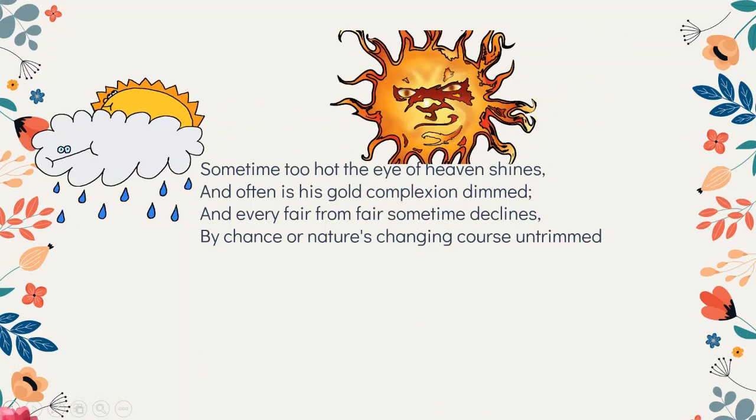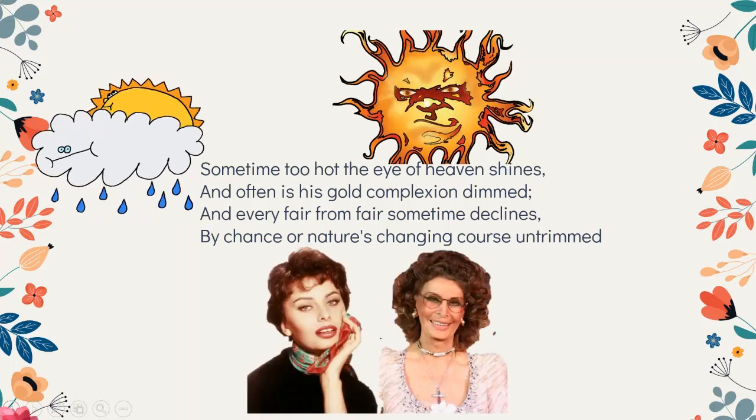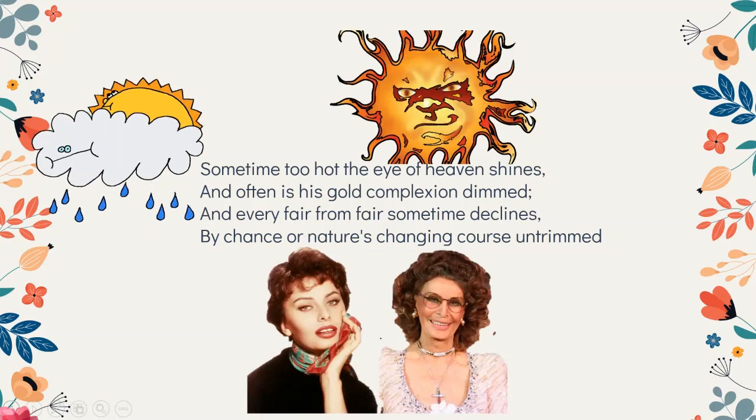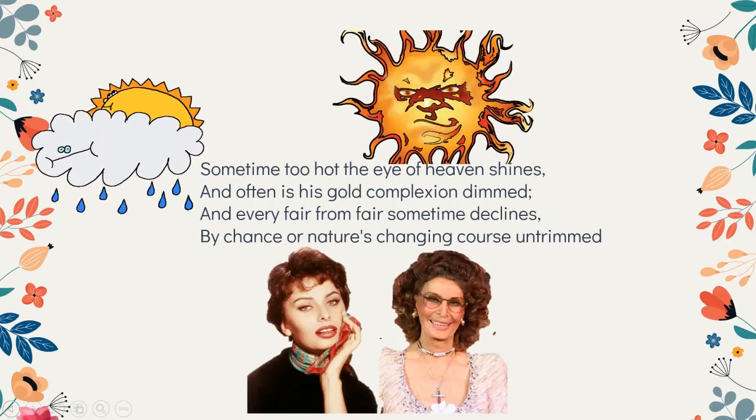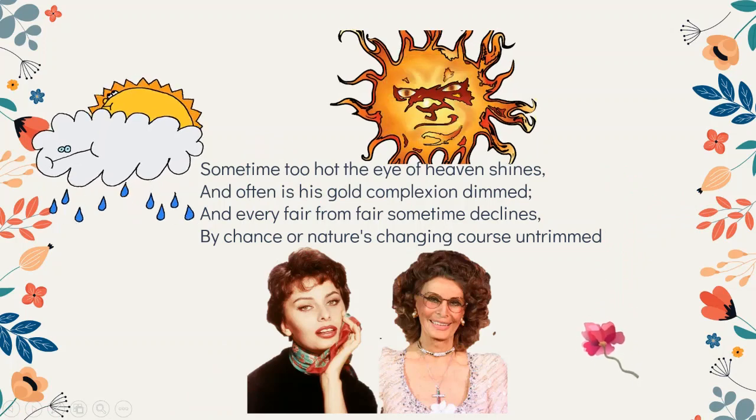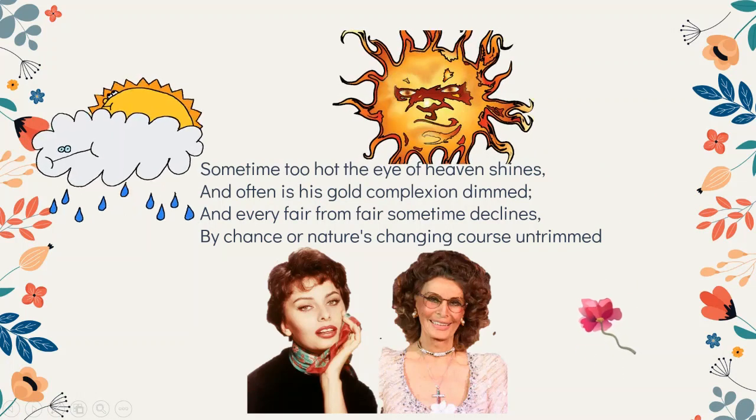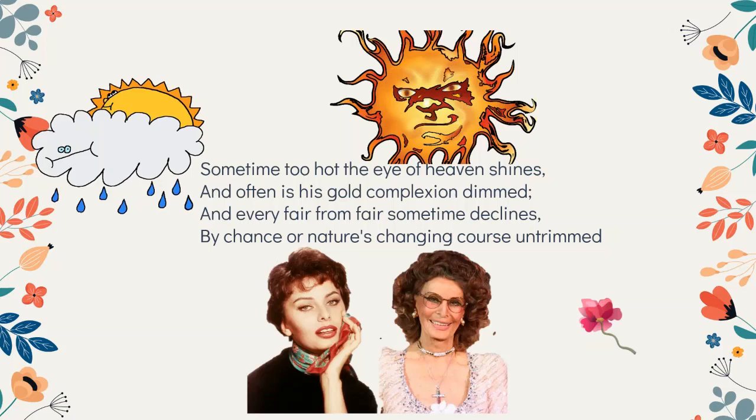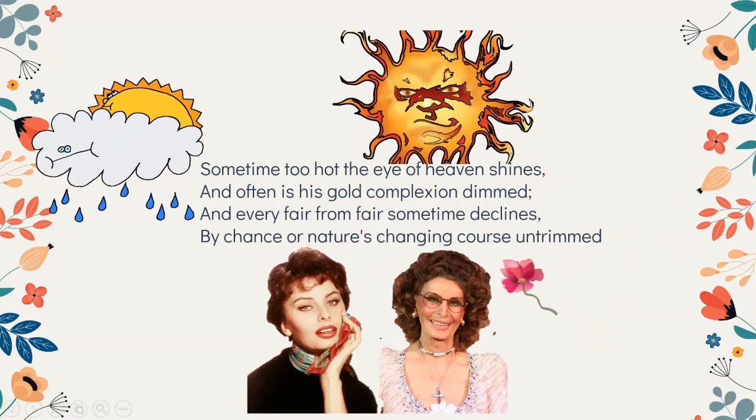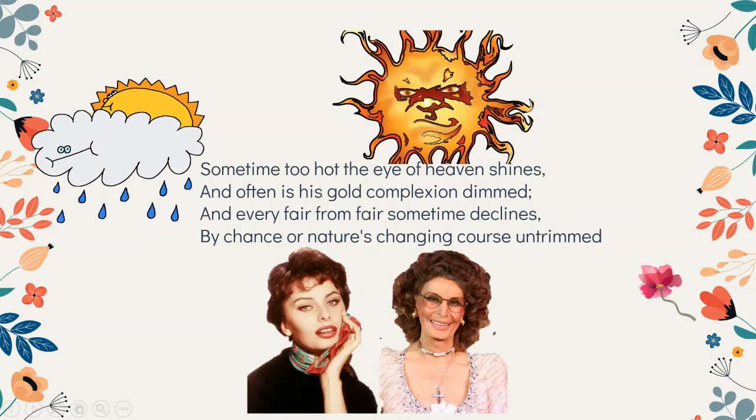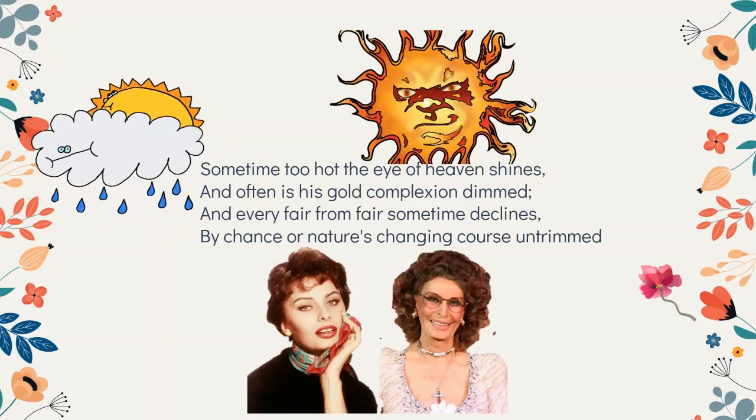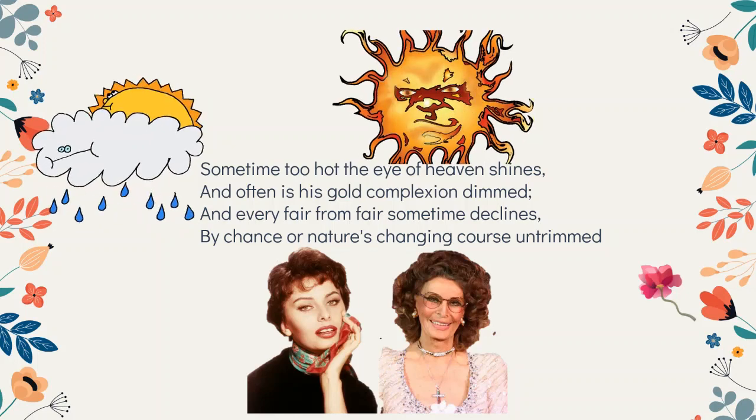And every fair from fair sometimes declines. Every beautiful person would get old one day, but your beauty is eternalized. It is perpetual. And every fair from fair sometimes declines by chance or nature's changing course untrimmed. So sometimes because of the incidents of life, sometimes because of the course of nature. We're getting older every day, every minute, every second. So we cannot stop that. But I have found a way through which you would never get old. This is the point of the poet.